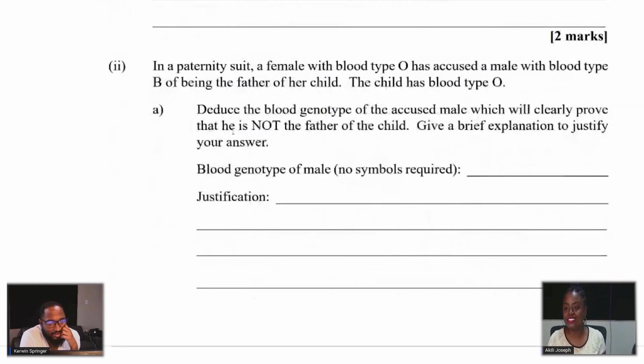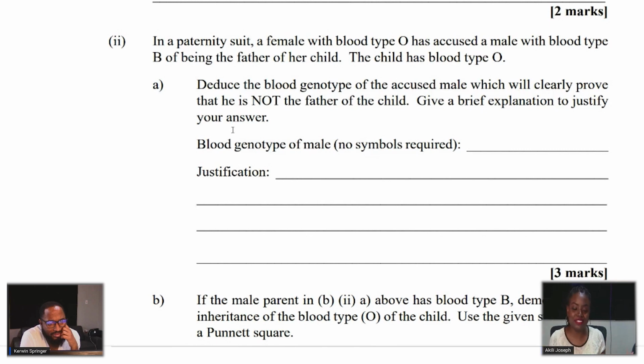Now, moving on to part 2. So part 2, this is the part where we talk about who is the baby daddy, right? This is where we have a paternity suit, we have a little bacchanal, and we kind of have to figure out, okay, is this man the child's father or not? So in a paternity suit, a female with blood type O has accused a male with blood type B of being the father of her child. The child has blood group O. So part A is saying, deduce the blood type of the accused male, which will clearly, without a doubt, prove that he is not the father of the child.